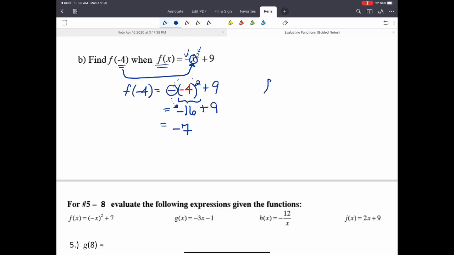So there you have it. So the f of negative 4 is negative 7. It just means when the independent value of the function, the x, is negative 4, the dependent value is going to be negative 7.